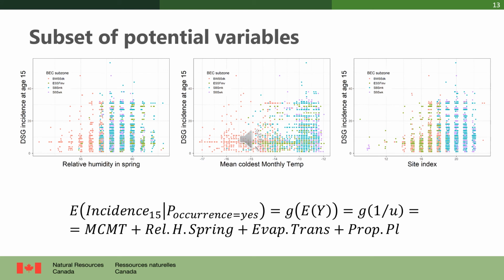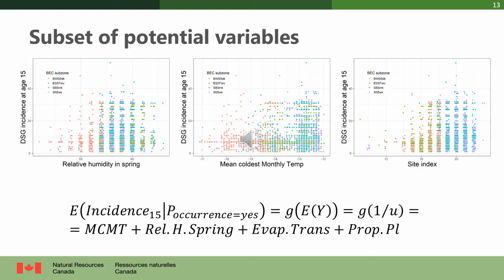They included variables like spring relative humidity, summer mean temperature, and fall climate moisture index. As can be expected from the results database, there was a considerable amount of variability in terms of Western gall rust incidence in relation to the potential predictor variables. Nevertheless, some variables present stronger trends than others. Here I show three of those variables. On the left, we have the relative humidity in spring, followed by the mean coldest monthly temperature, and lastly, on the right, we have site index.